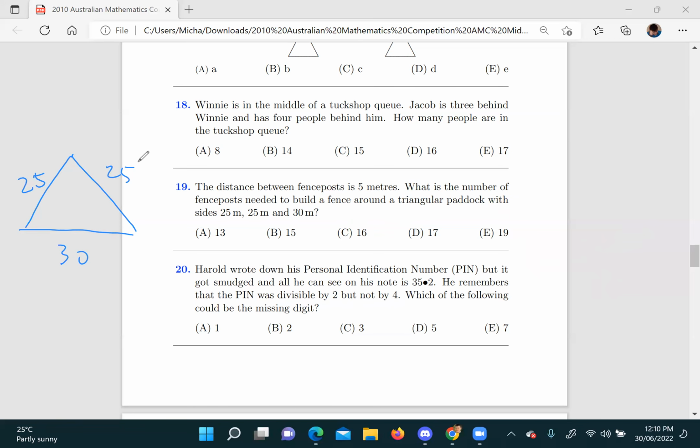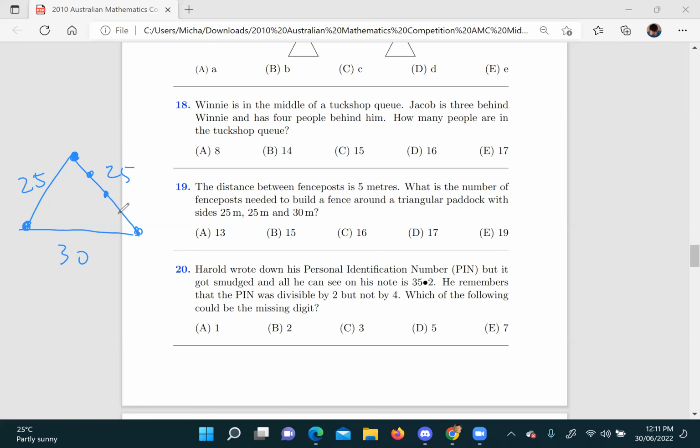The distance between fence posts is 5 meters. How many fence posts do you need? Okay, so this is not a bad question. Obviously you need fence posts at the corner, right? After 5 is 25, so that's 5 plus 5 plus 10, and then 30. No, you gotta be careful. It's not asking you for fences, okay? It's asking you for fence posts. So if there's 25, there's 5 fences, yeah? So that means there's 6 fence posts, yeah?